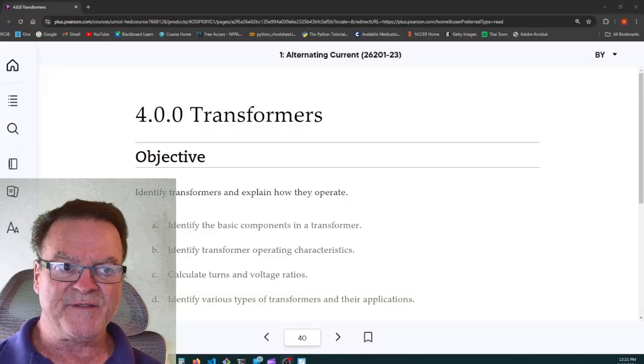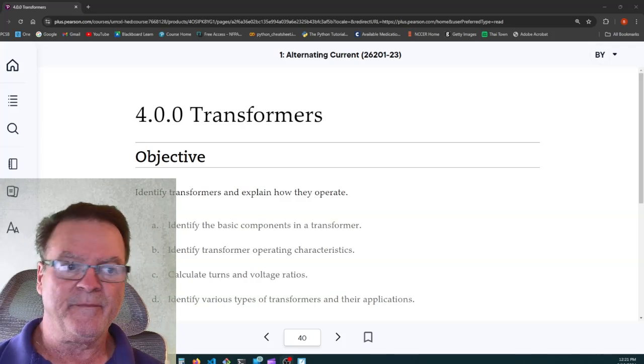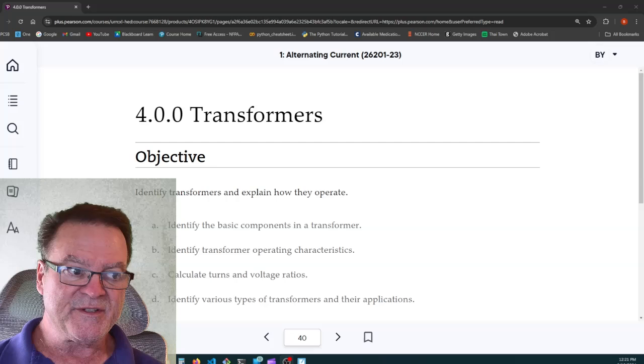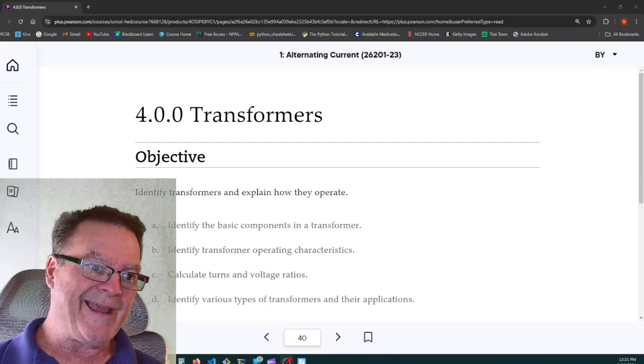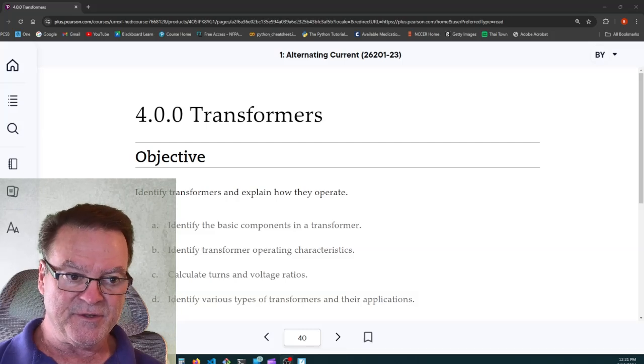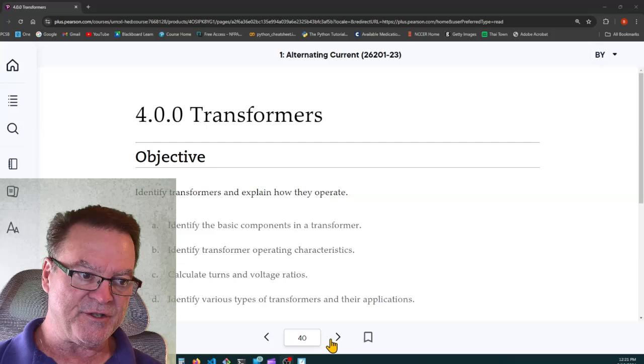4.0.0 Transformers. Identify transformers and explain how they operate. Identify the basic components in a transformer. Identify transformer operating characteristics. Calculate turns and voltage ratios. Identify various types of transformers and their applications.